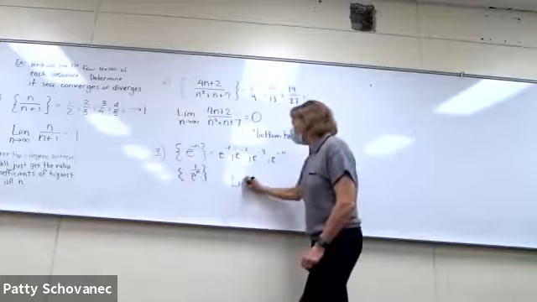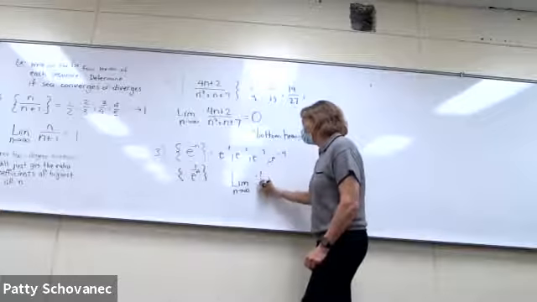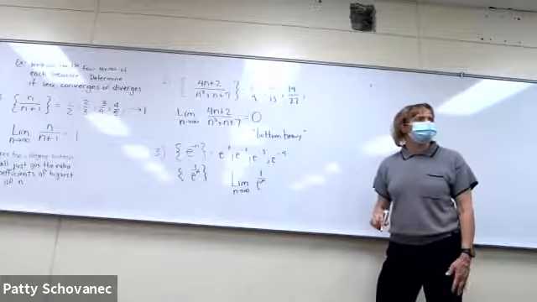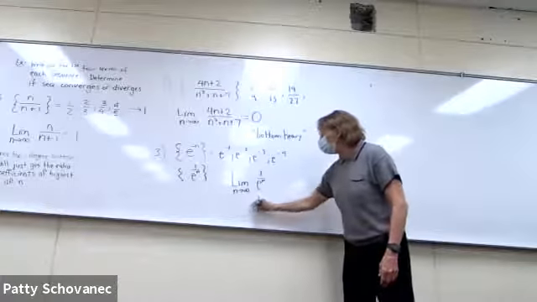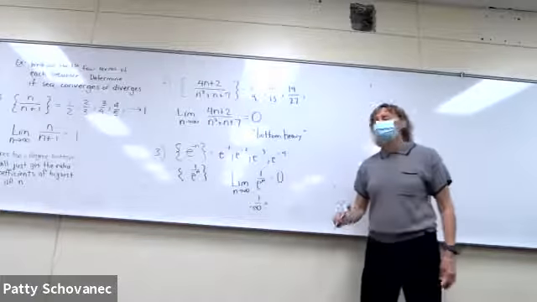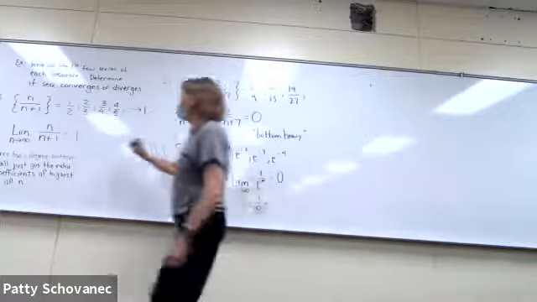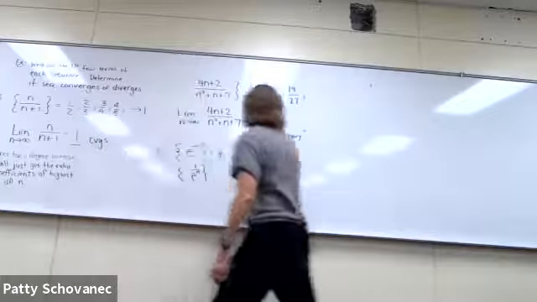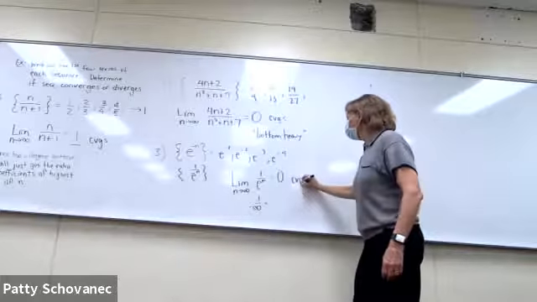And then as n goes to infinity, e is a growing function, so e to the infinity gets infinitely large. 1 divided by infinity is going to go to 0. So this converges to 0. So all three of these converge so far. This one converges to 1. This one converges to 0. And this one converges to 0.